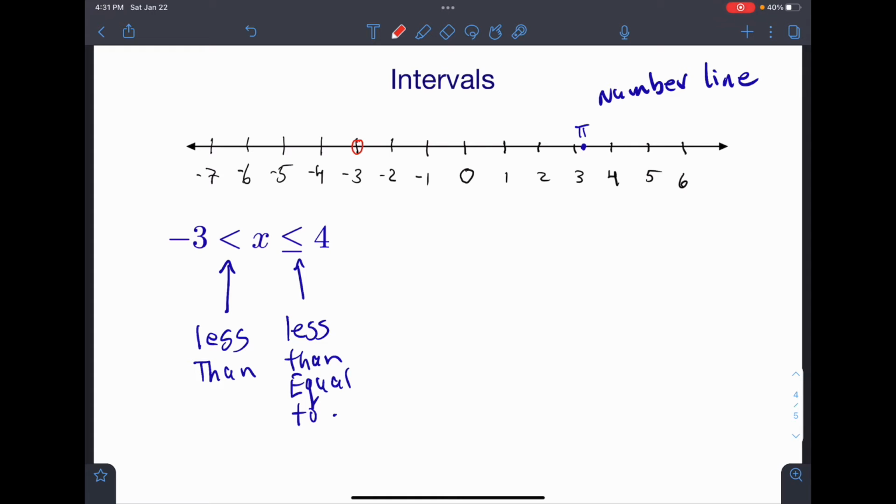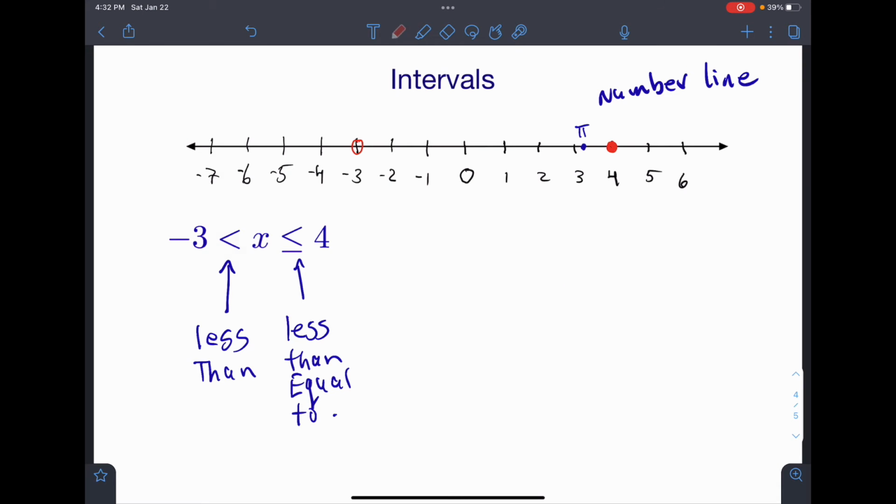Okay, this is because we're not including -3. Remember, this is -3 is strictly less than x. So x could never be -3. Conversely, x can be 4. So since x can take on the value of 4, we draw a solid circle.